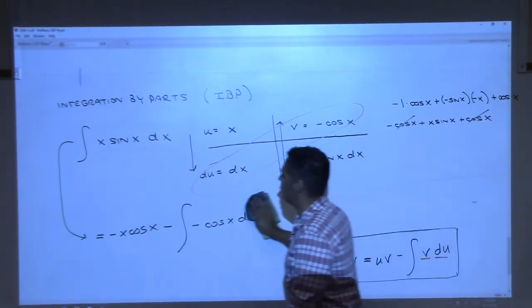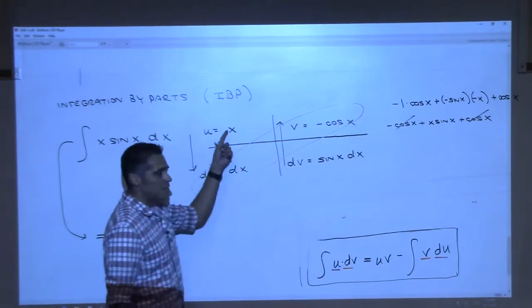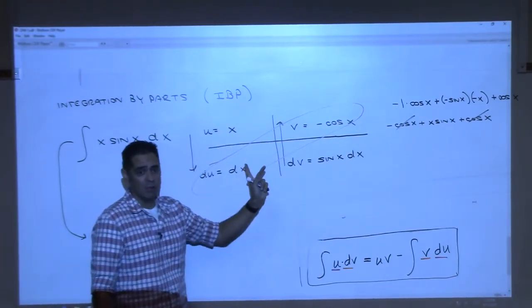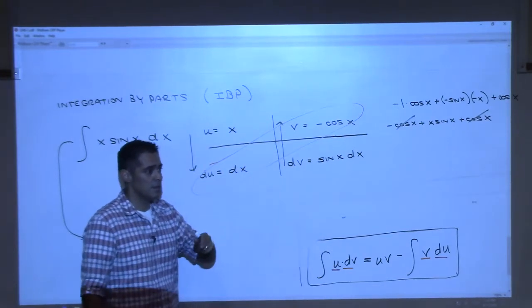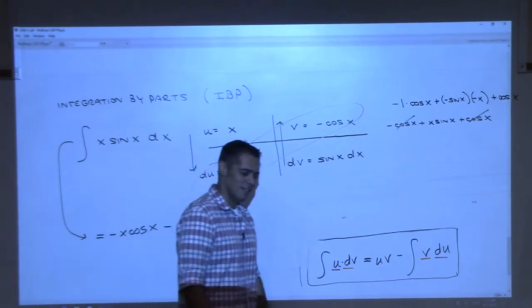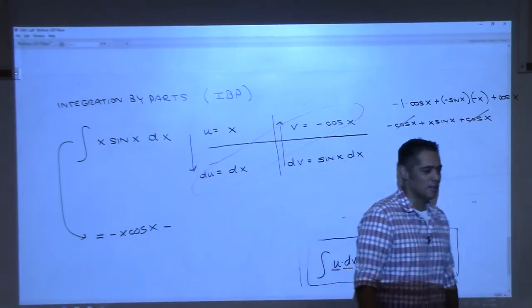Is everybody clear with the idea that you have to choose the u and the dv, and that you could pick them wrong?